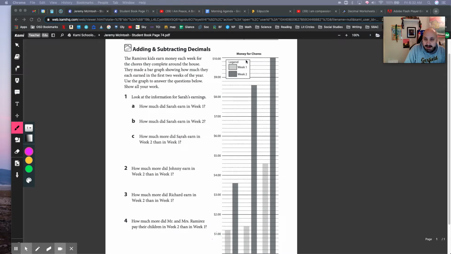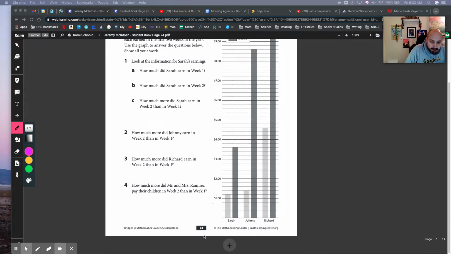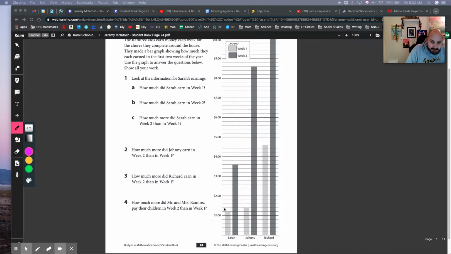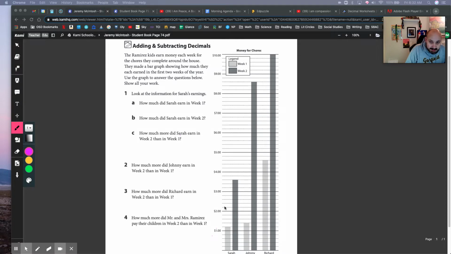So when I look at the graph over here, it's titled Money for Chores. There's a legend that says week 1, which is like a lighter gray. Week 2 is a darker gray. Oh, by the way, this is page 74 in your student book. If you want to get that out, it's a lot easier to write it in your book than it is on Kami. But if Kami works for you, then you can do it this way too.